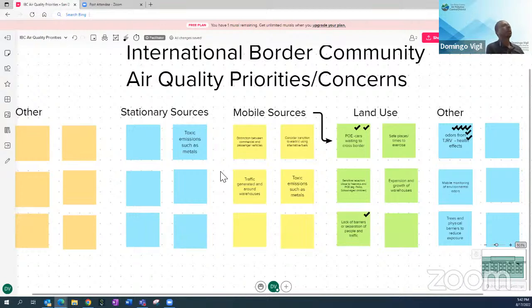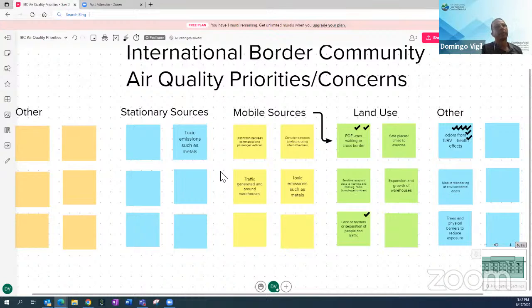Sure. As when we started the exercise, I shared that all the input that we hear today, we're going to incorporate into the development of strategies as we put together this community emissions reduction plan. And our goal is to partner with the appropriate agencies and look at this problem more comprehensively.